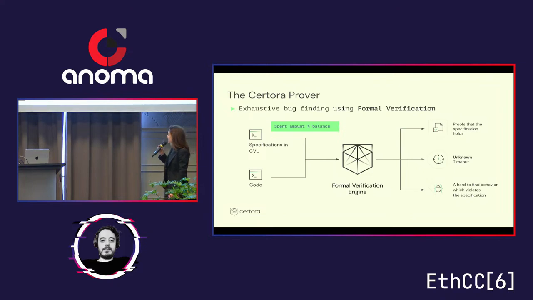And the way that it works with our prover is that you define the property in the specification language, which for the Certora prover is the CVL, the Certora Verification Language. And then you take your code written in Solidity, and you let the formal verification engine try to prove the property or find a violation. The way that it works behind the hood is that the specifications and the code are translated into a mathematical formula, and then math and formal methods are used in order to prove the property or find a violation.